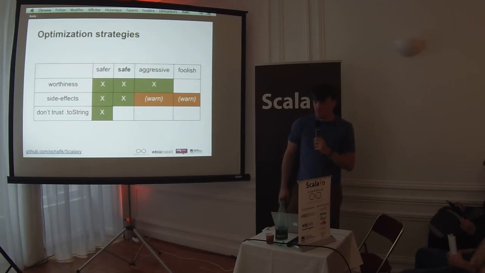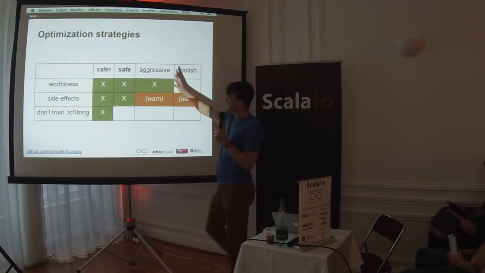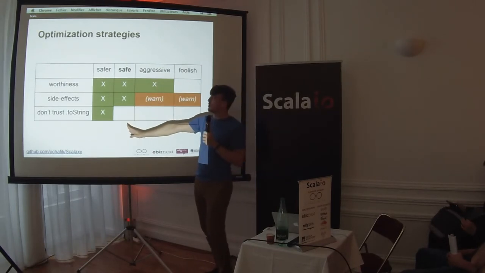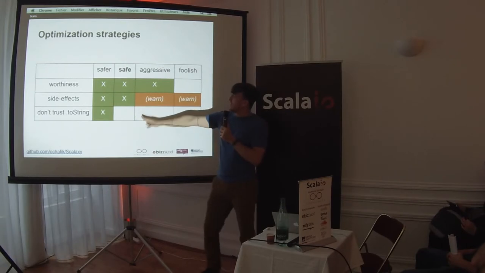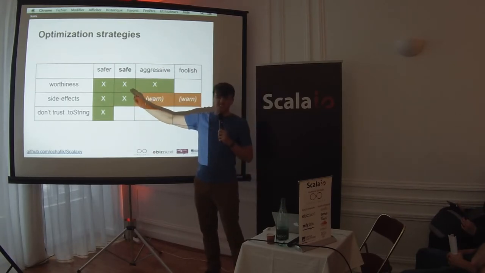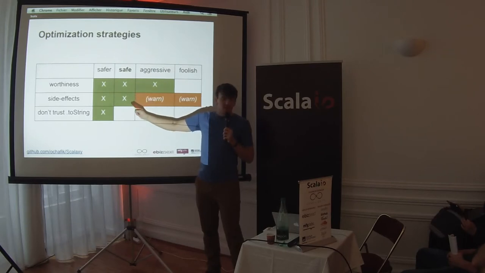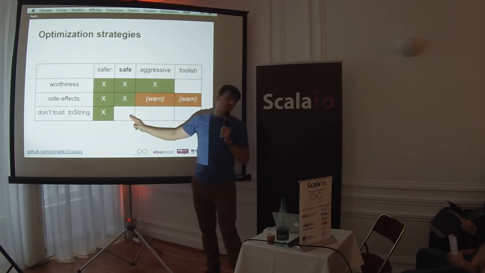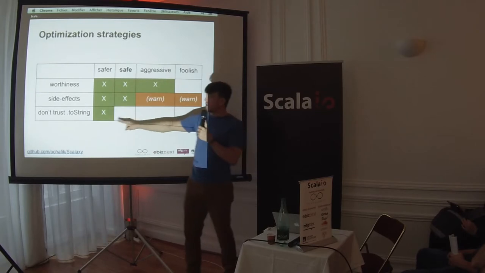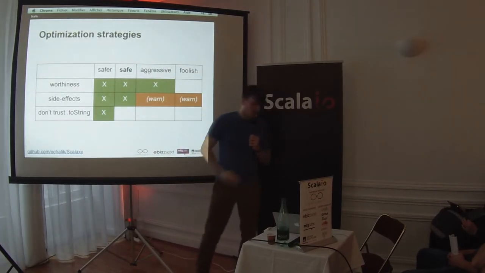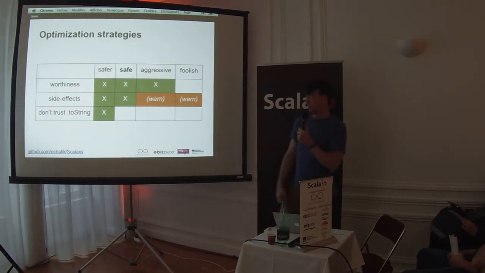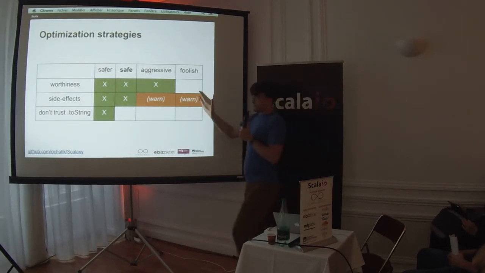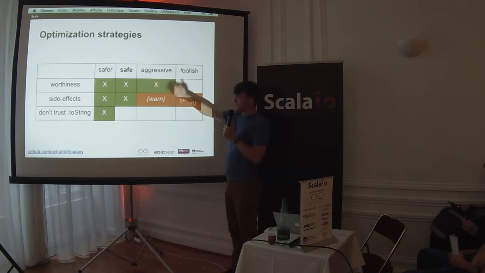So with the side effects and the worthiness of optimizations, some strategies are needed. The default strategy for Scalaxy Streams is to be safe, but not ultra safe. Safe means it's only going to optimize things it thinks are going to be faster, and it's going to take care of side effects, but it's going to trust toString to behave. And if you want something stricter, you can tell it, I want you to be safer, so I don't even trust toString. My plus methods might just break loose. So you can decide what risk you're ready to take.